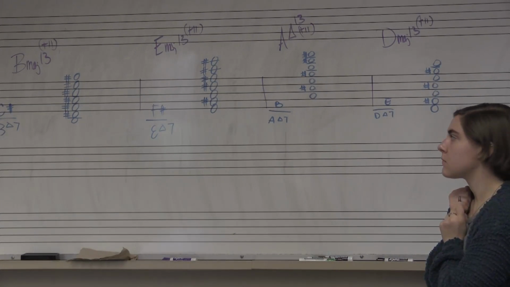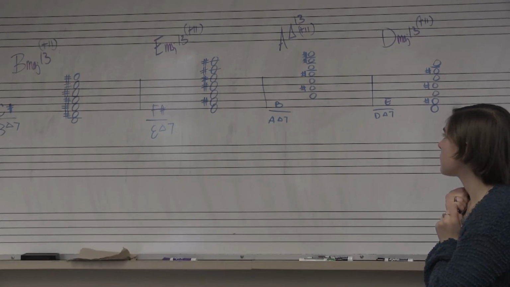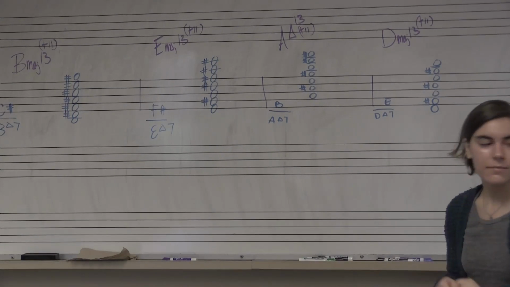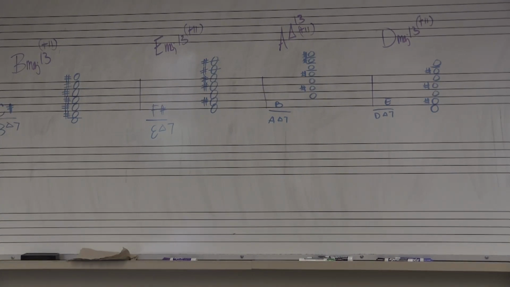So you got D major 13, E, G sharp, and B. Yeah, perfect, thank you. Okay, did you guys get it right? Yeah.